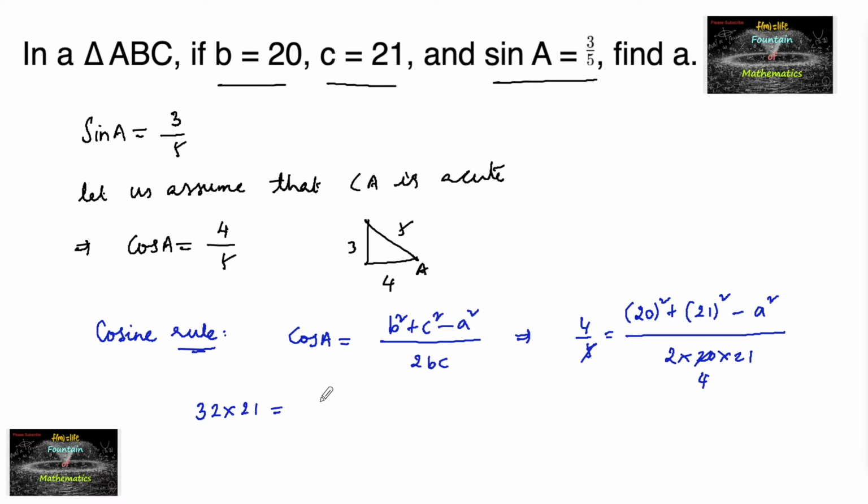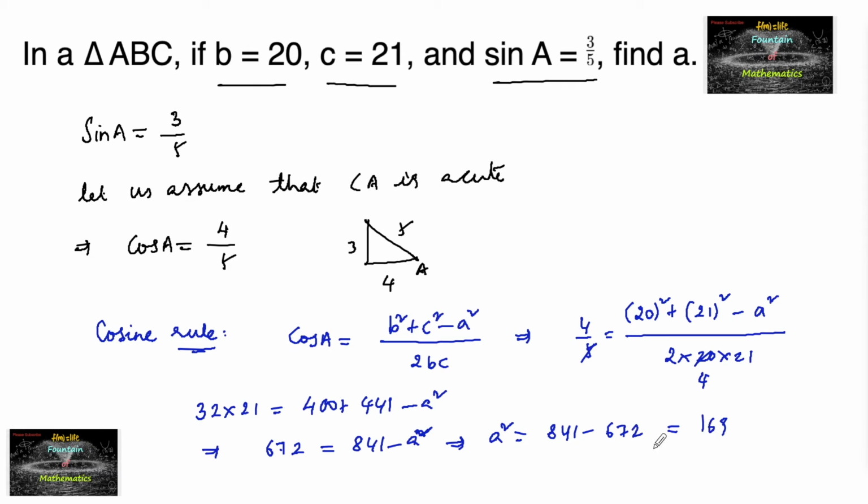32 into 21 is equal to 20 square is 400 plus 21 square is 441 minus a square, or 32 into 21 will be getting 672. 672 is equal to 841 minus a square, or we can write a square is equal to 841 minus 672. So 841 minus 672 will give 169, which is 13 square. So a square is equal to 13 square, so we can consider a is equal to 13. So the value of a is 13 units.